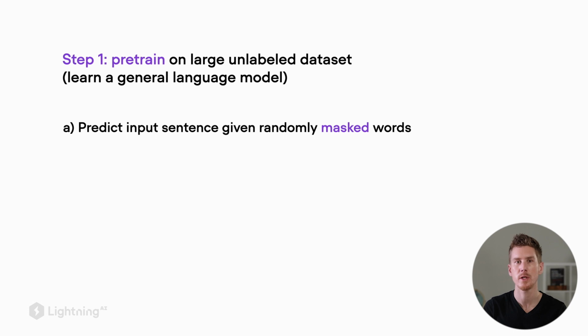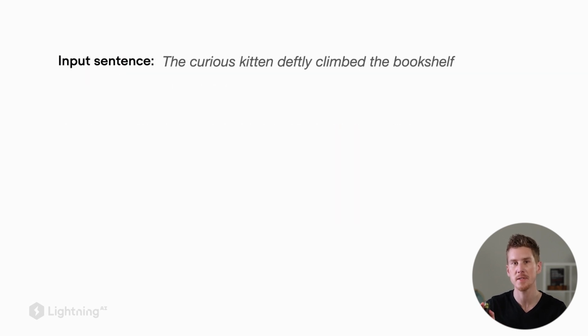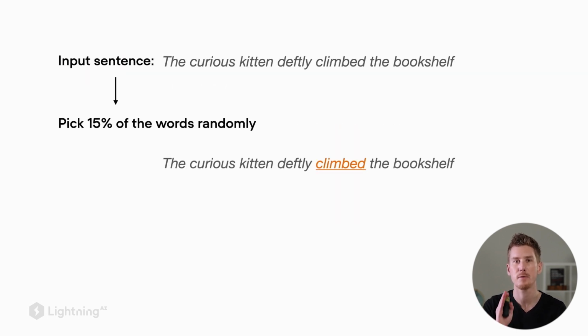So how does this pre-training task in BERT look like, where we predict the input sentence given randomly masked words? So in particular, we take an input sentence and then we randomly mask 15% of the input words. For example, if we have this input sentence, the curious kitten deftly climbed the bookshelf, we might randomly select the word climbed to mask it from the transformer model. So we randomly pick 15% of the words and then assign a token to it.